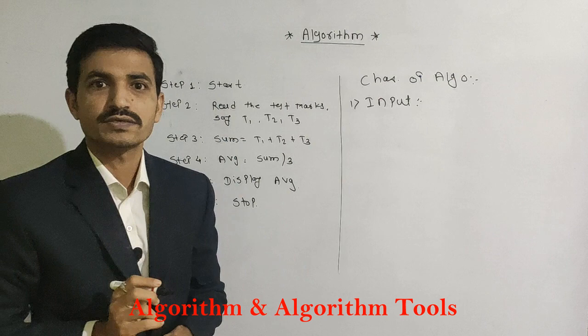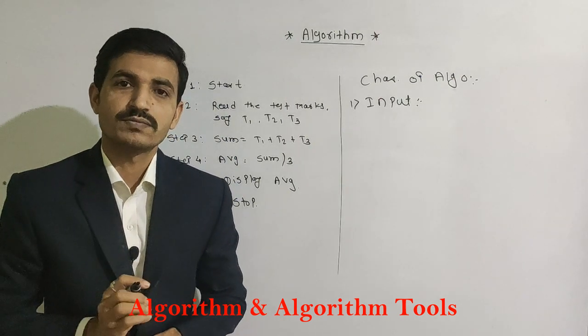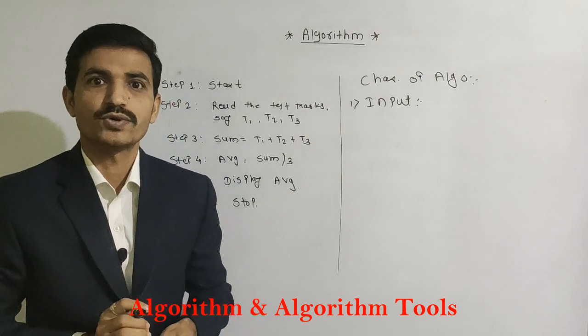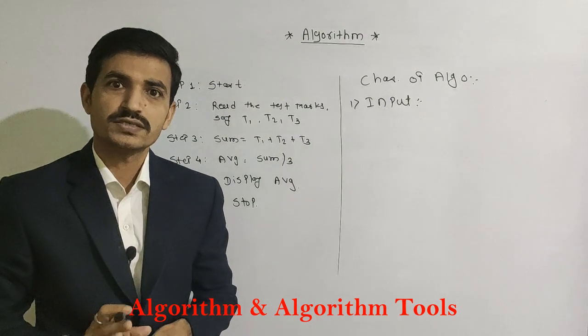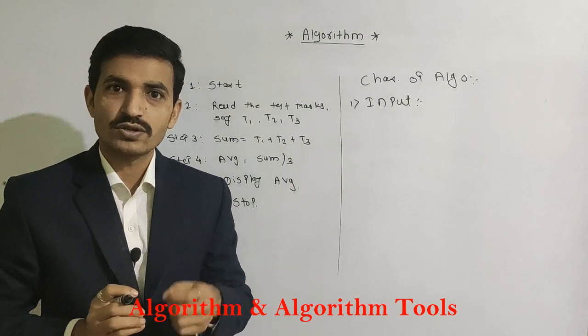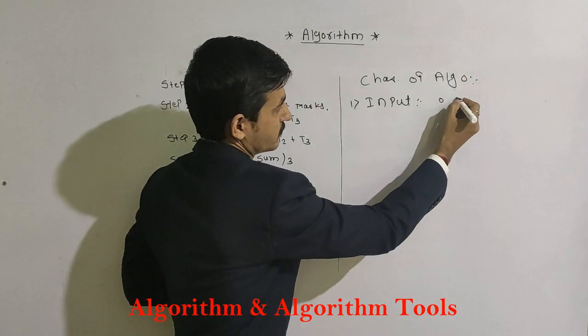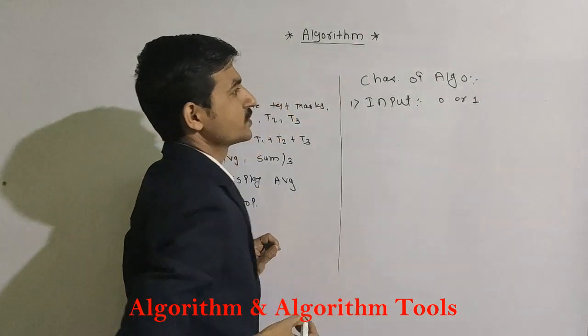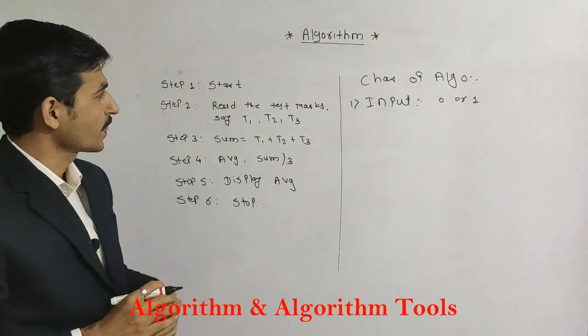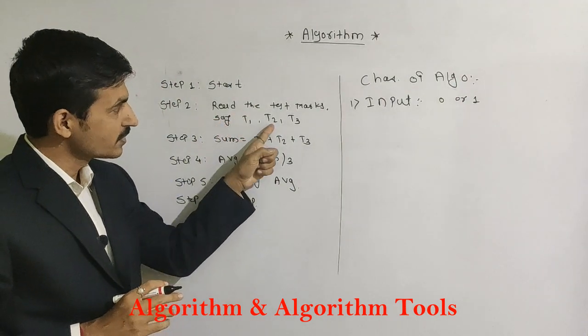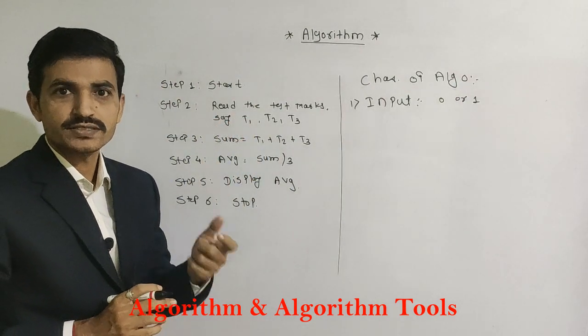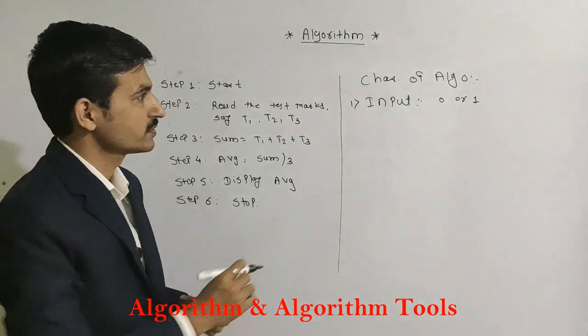The first characteristic is the input. Every algorithm has 0 or more inputs. In certain cases there may not be an input, but each algorithm takes 0 or more inputs. So for this algorithm, this is the input: T1, T2, T3. That is the marks that we will have to read from the user.